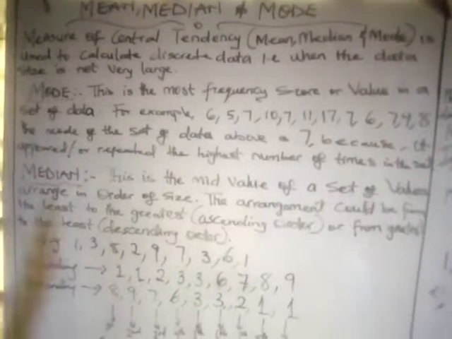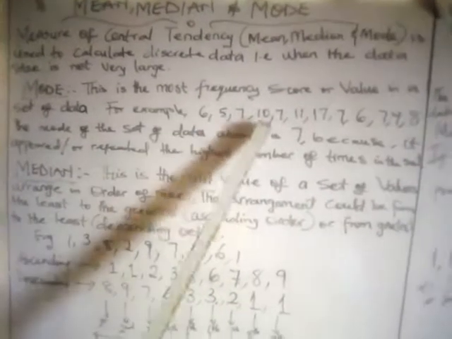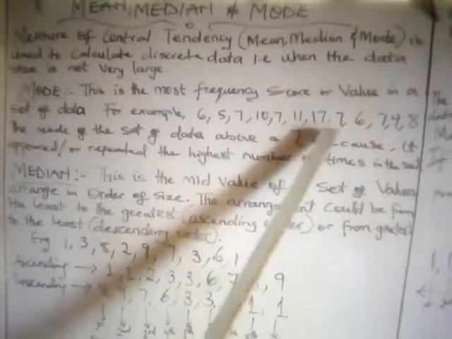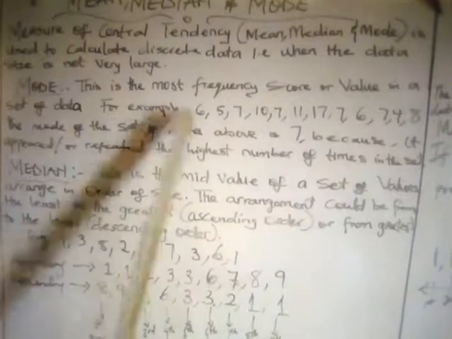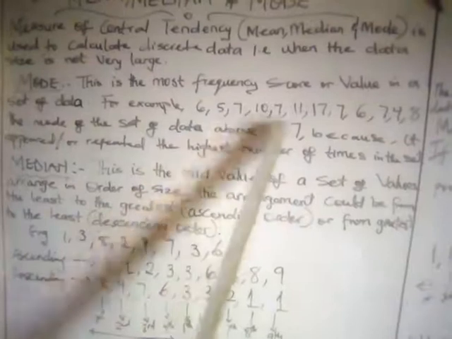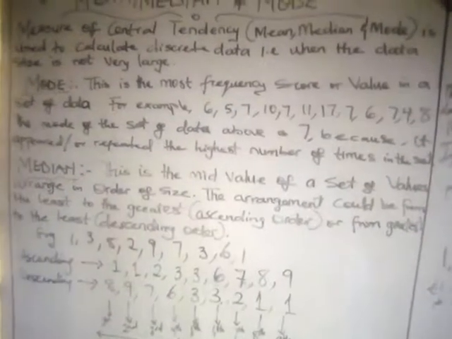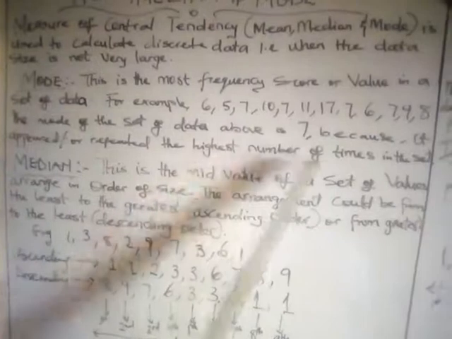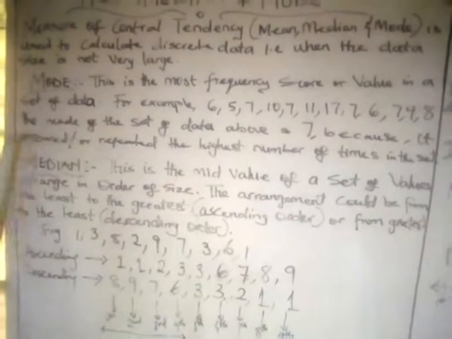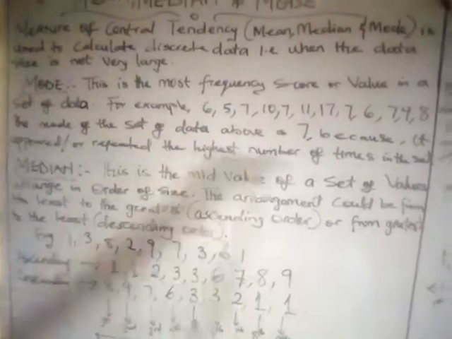For example, when you have 6, 5, 7, 10, 7, 11, 7, 17, 7, 6, 7, 4, 8. These are a set of data. Each of these data is called a value or score in that data. So the mode of the set of data above is 7. Why is it 7? Because it appeared or repeated the highest number of times in that set.